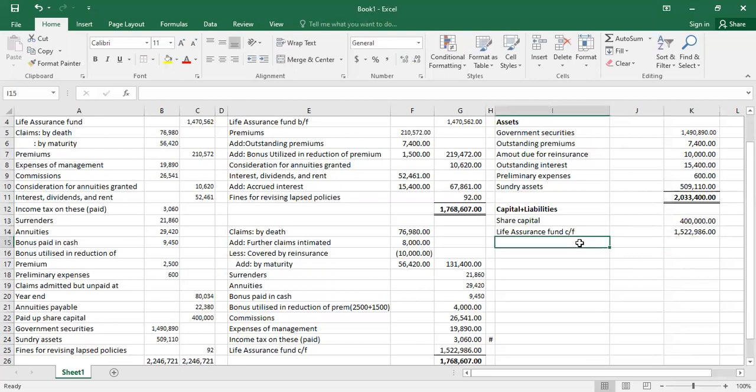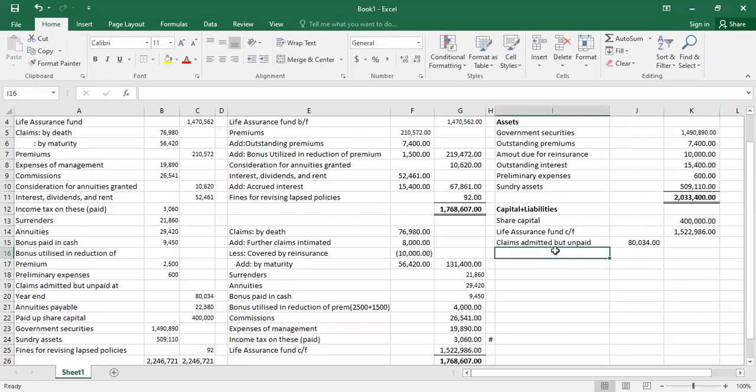Then we add any claims that were admitted by the year end. So I have the claims admitted, but they are not yet paid because they are liabilities. So I have them here, but unpaid. They are 80,0.34.